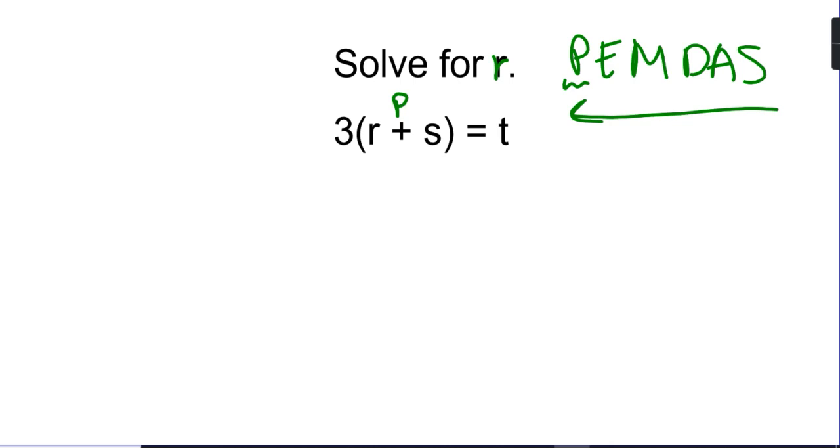So r has something going on in parentheses. I'm going to save that for later. Then it's getting multiplied by 3.